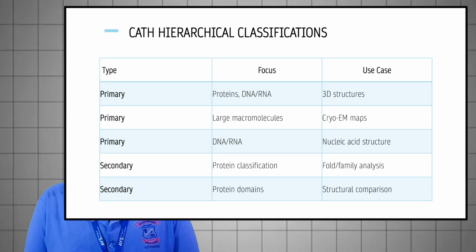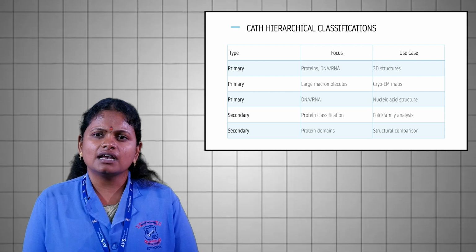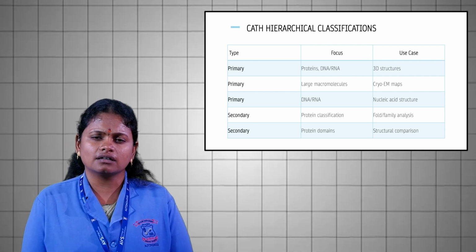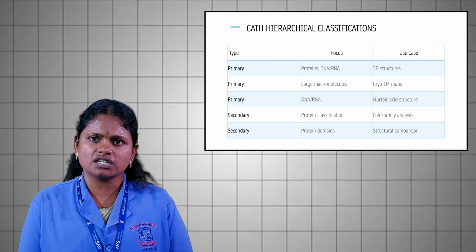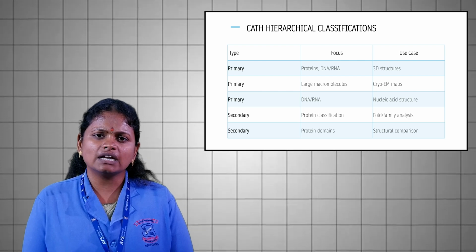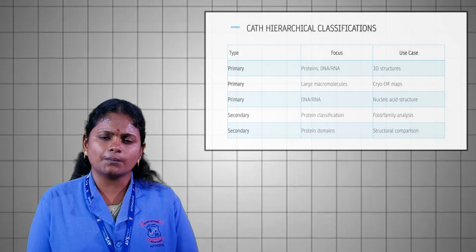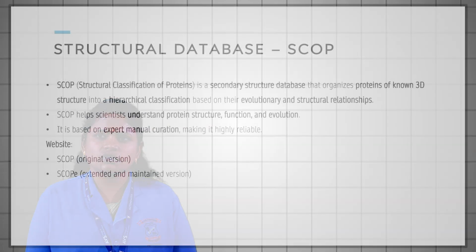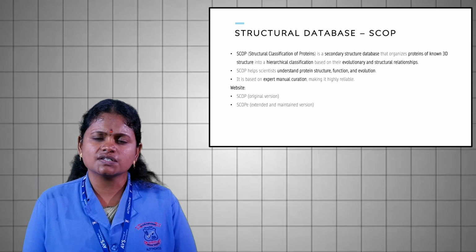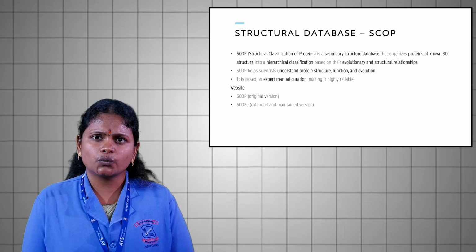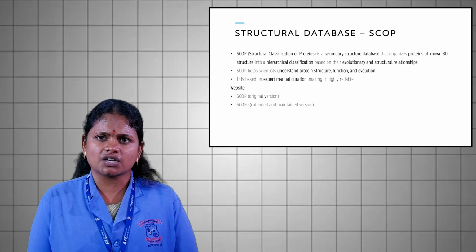Next, CATH. Primary databases: protein, DNA and RNA 3D structure; primary, large macromolecules and cryo-EM maps. Then primary DNA and RNA nucleic acid structure. Secondary: protein classification, fold and family analysis, and secondary databases, protein domains and structural comparisons. Next, structural databases scope, structural classification of proteins. Using the secondary structural databases, organize the proteins of known 3D structure and classify their evolutionary and structural relationships.